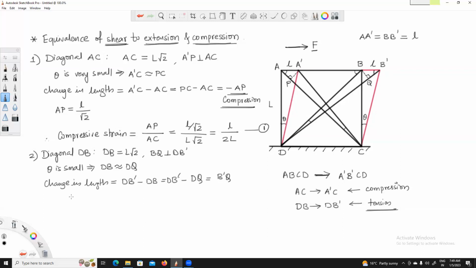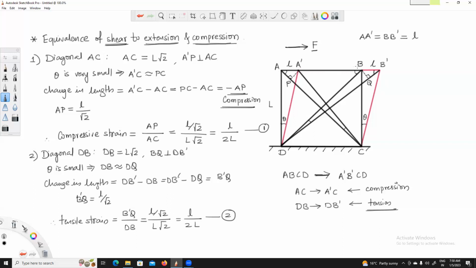Due to this assumption, the change in length B dash Q will again be l by root 2. Now if I want to find the strain, it will be tensile strain. Why tensile strain? Because the length of the diagonal DB is now increased. So what is the formula? Change in length, B dash Q, divided by original length DB equals l over root 2 divided by L root 2. So again, I'll get l divided by 2L.